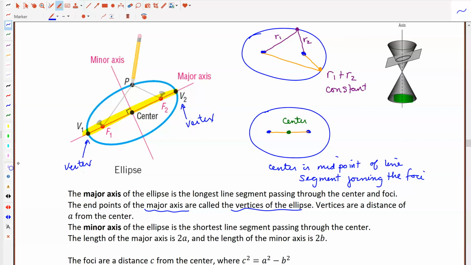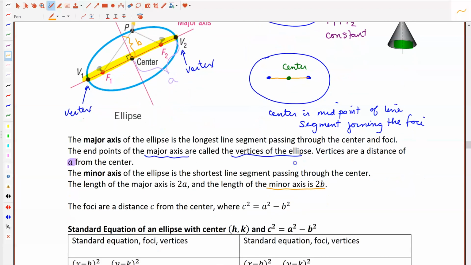So the vertices are a distance A from the center. They live on the major axis, so whatever this distance is from the center to get to that vertex, that distance is A. The minor axis of the ellipse is the shortest line segment that passes through the center. The length of the major axis is 2A, and the length of the minor axis is 2B. So if the length of the minor axis is 2B, then this distance right here is B.